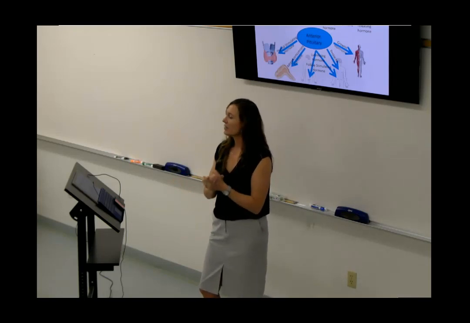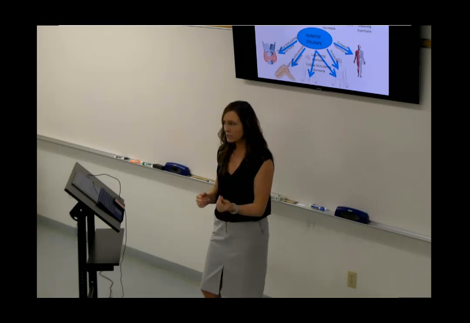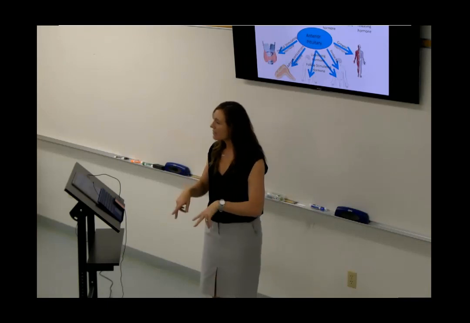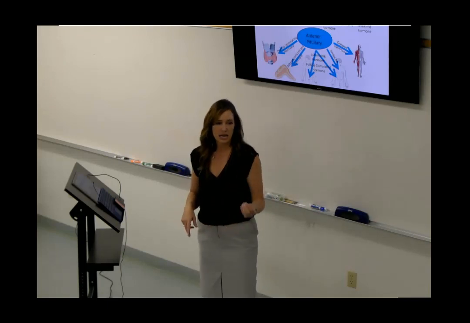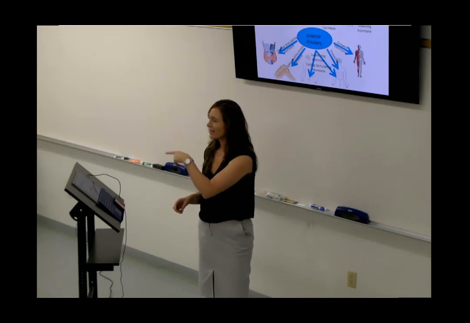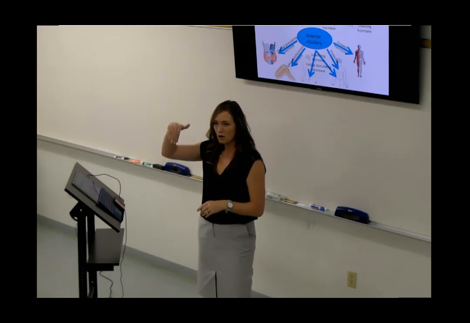How does the hypothalamus communicate with the posterior pituitary gland? Nerve, direct connection. Yeah, so it's an extension down from the brain. How does the hypothalamus communicate with the anterior pituitary? Hypophysial portal system. Yep, so the hypothalamus will send in a hormone.